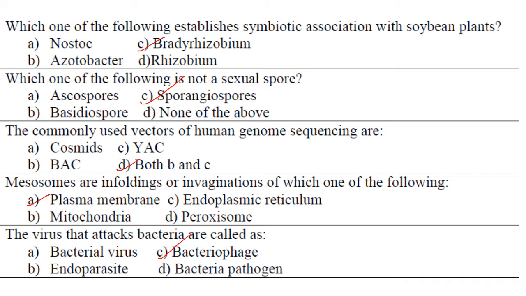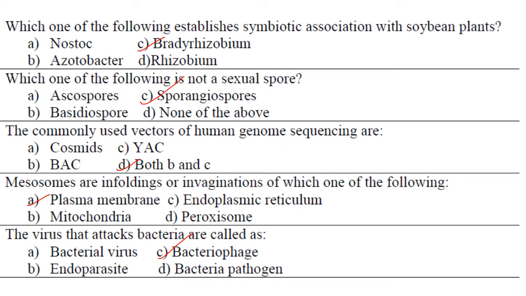Then the commonly used vector of human genome sequencing are YAC and BAC. BAC insert size is less than 300 kb and YAC has around 200 to 2000 kb. So that much DNA can be inserted into these vectors. So answer is option D.